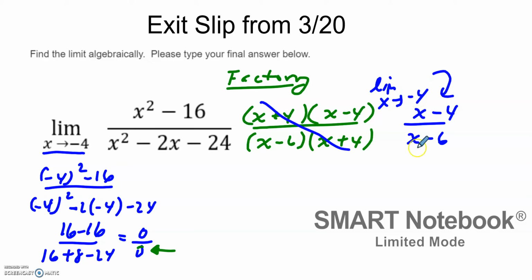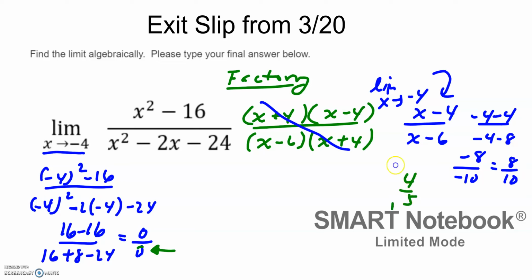Now, if I try to plug -4 into the reduced version, I'm going to get an answer. In fact, I'm going to get -8 on the top, -10 on the bottom, which reduces to positive 8/10. And a lot of you had 8/10 as your answer on the exit slip, which I did count as correct because you understood the question. However, please be careful on a test that you reduce that limit final answer to be 4/5. So what this means is your y value is approaching the 4/5 on the graph.